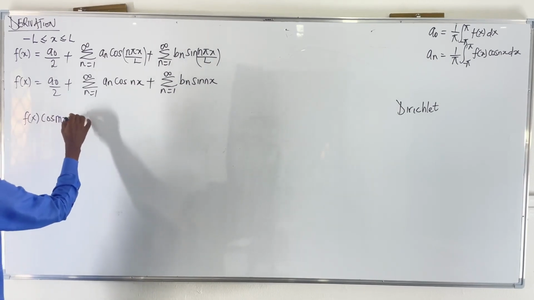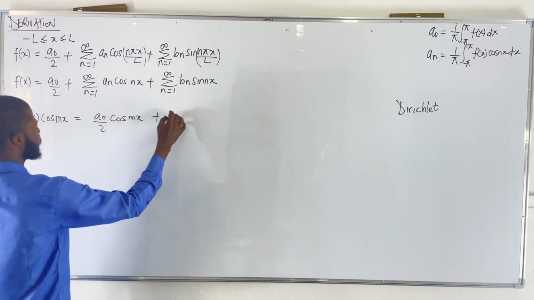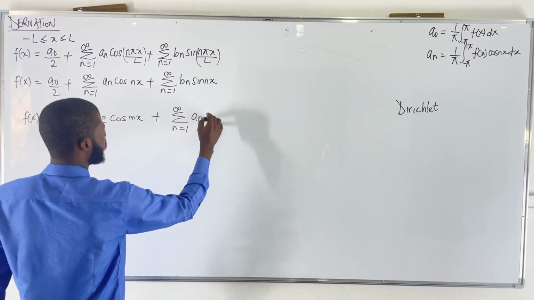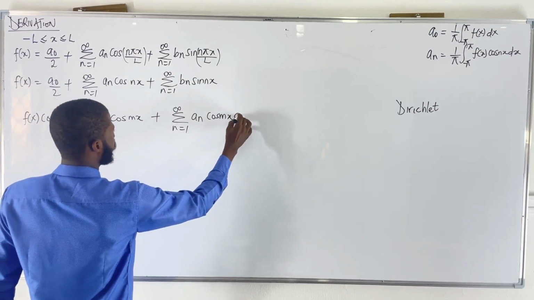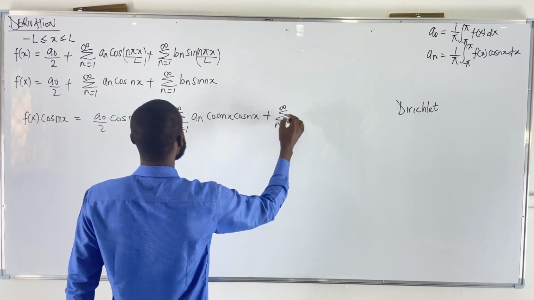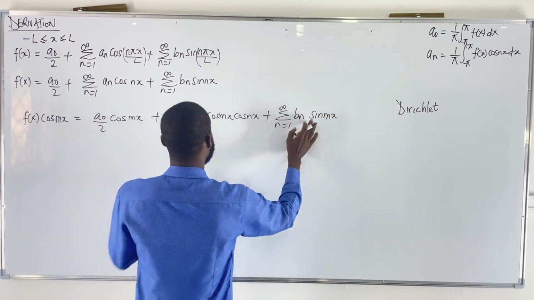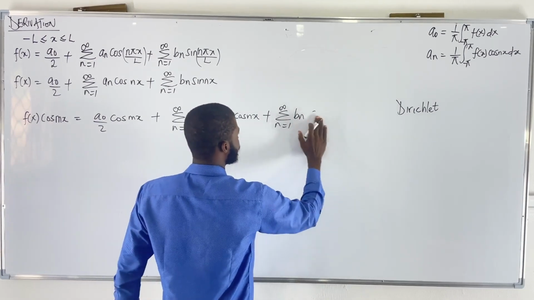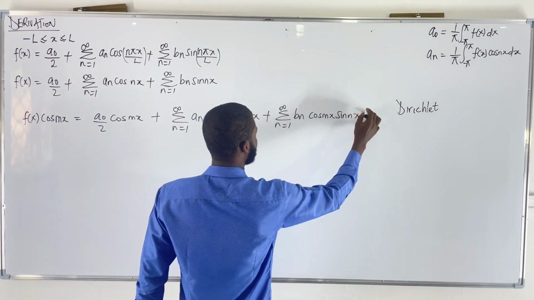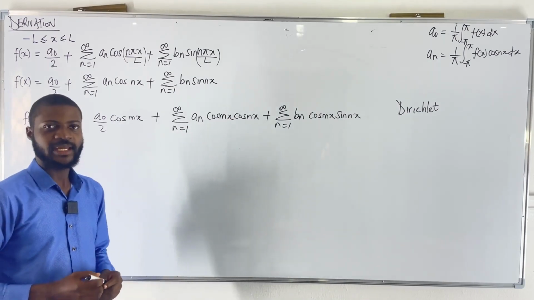So this is mx equal a naught over 2 cos mx plus the sum from n equal to 1 to infinity of a sub n cos mx cos nx plus the sum from n equal to 1 to infinity of b sub n cos mx sine nx. Oh, sorry, I'm multiplying every single thing by cos. Now, what have I just done? I've multiplied every single thing by cosine of mx.